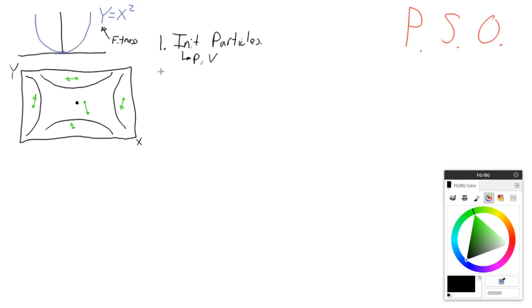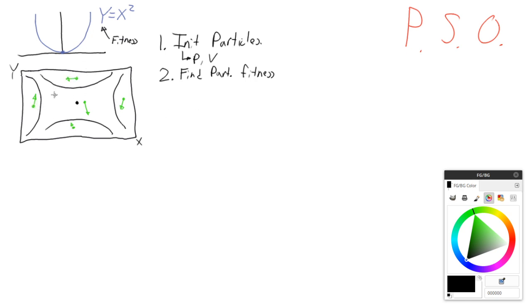And what's the next thing we do? The next thing we do is we find particle fitness. I'm going to abbreviate that just as particle. So we find our particle fitness, and in this case, we'll be plugging it into our fitness function.